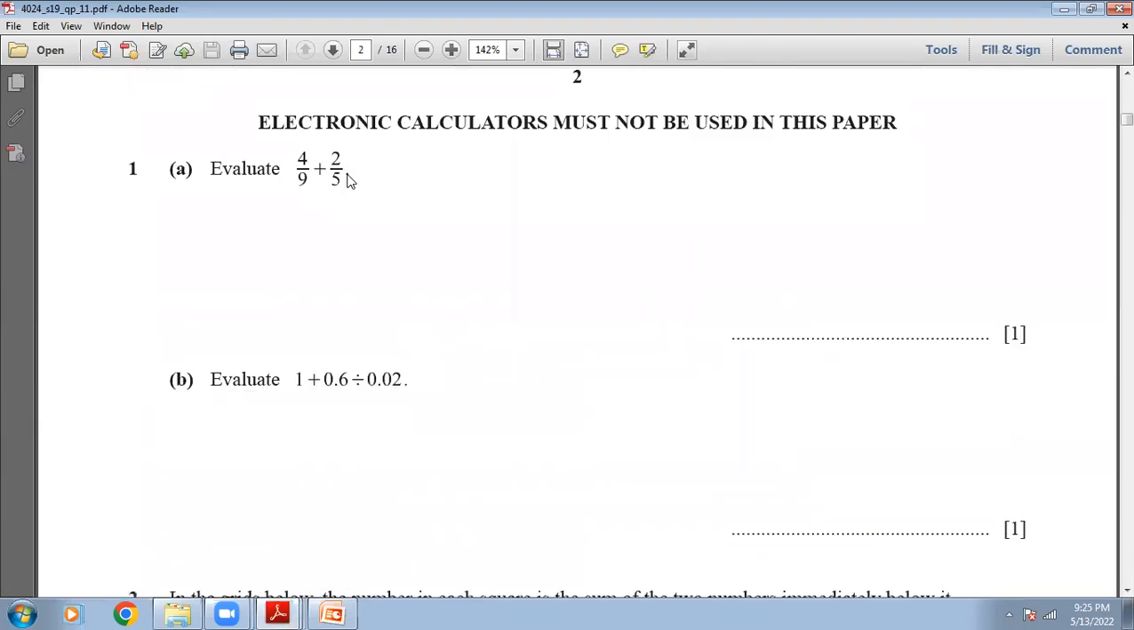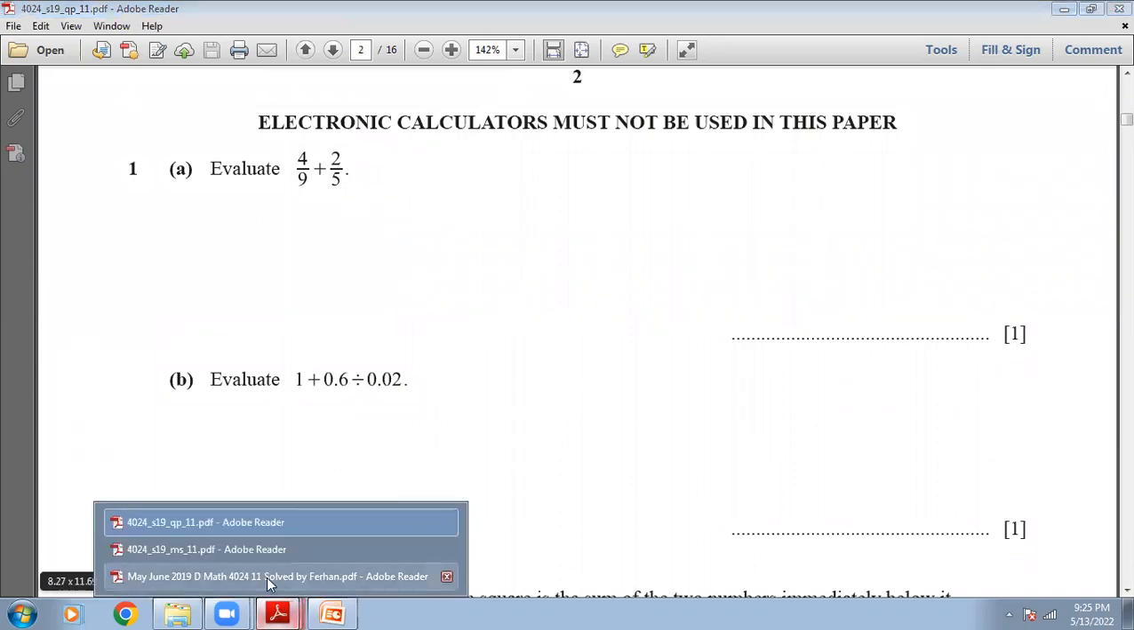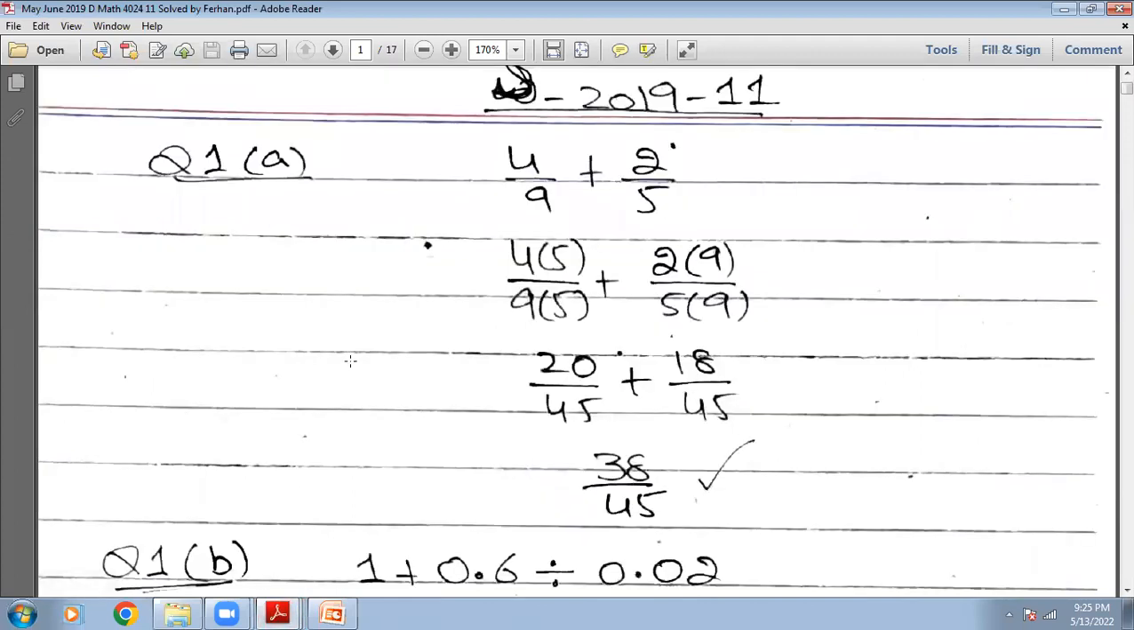Okay, so question number one is coming up on your screen. He says evaluate 4 by 9 plus 2 by 5, two fractions, and we want to add them. So we will make their denominators the same. In the first fraction, I will multiply numerator and denominator both by 5. In the second fraction, the numerator and denominator both will be multiplied by 9. So you will have 20 by 45 plus 18 by 45. Once the denominators are the same, you can add the numerators directly and write a single denominator. So you will have 38 by 45.